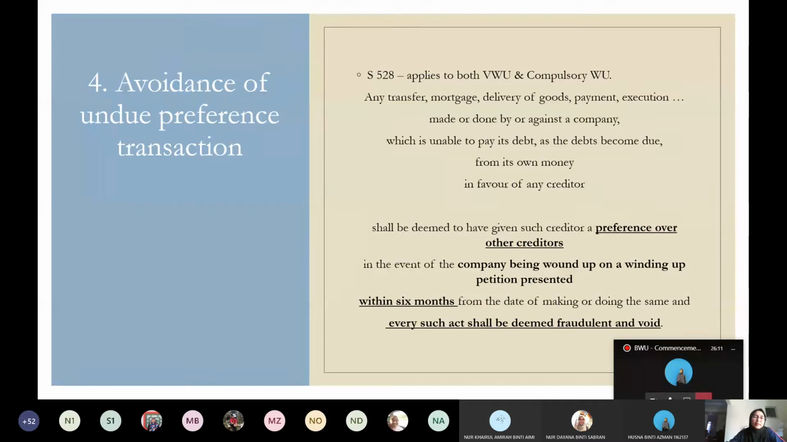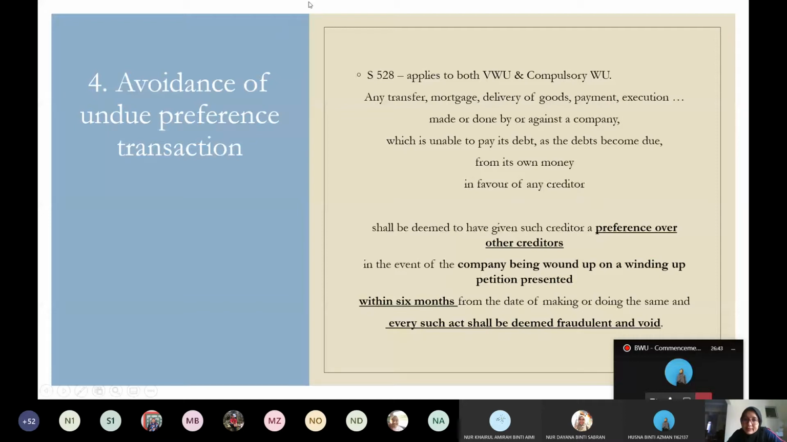Okay, number 4, avoidance of undue preference transaction. Yang ni sama dengan bankruptcy juga kan. So any transaction which give preference to certain creditor, dia bayar certain creditor dalam certain tempo yang dalam section 528 tu is void. So it similar to bankruptcy proceeding, any undue preference transaction would be avoided.